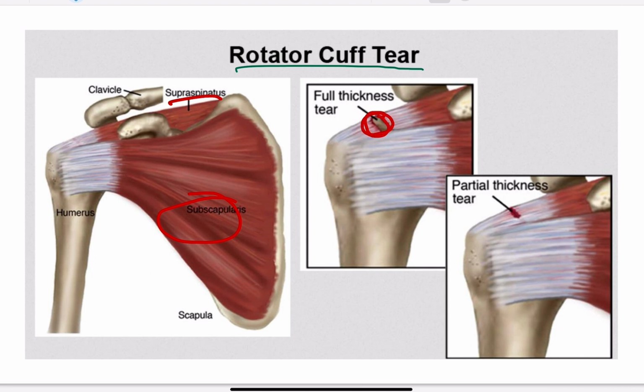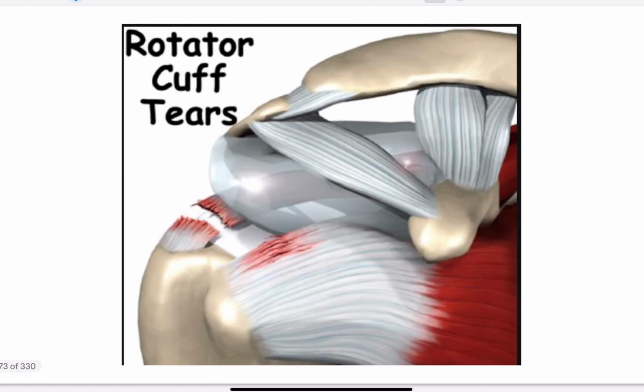Here you can see this tendon is the supraspinatus tendon, and it causes initiation of shoulder abduction. So when there is tearing of this tendon, what occurs? Here we can see the rupture or tearing of the tendon. In this condition, abduction is not possible. Here also we can see partial tearing of the supraspinatus tendon. So this is the rotator cuff tear, that means the supraspinatus tear.